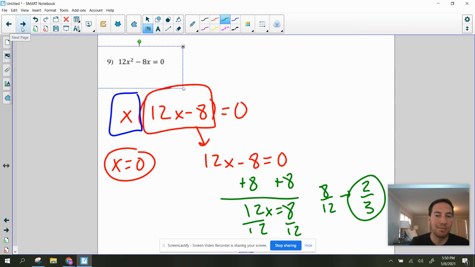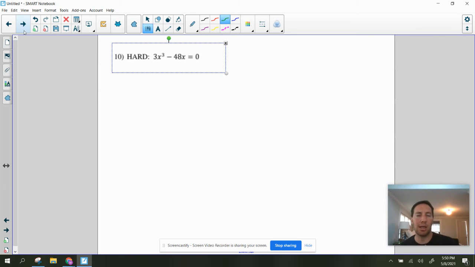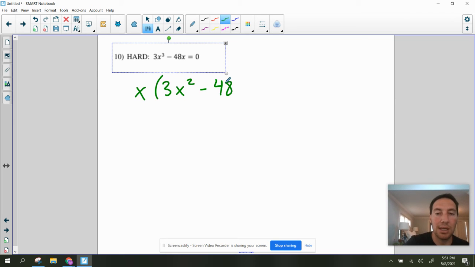All right, last one. This is the one that we were working on Friday in class. ZPP, we're going to pull out an x. That's going to be 3x squared minus 48 equals 0. Again, if you redistributed, you'd get what you started with. So this part just gives us x equals 0.